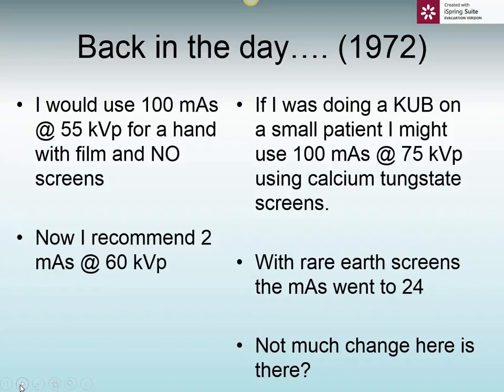Okay. On the other hand, if we go over to looking at a KUB, I don't know that things have changed terribly much from what they were with the advent of rare earth screens. 24 mAs at 75 kVp is about average for a small to medium-sized patient. So on the screen side, things haven't changed all that much. Certainly since rare earth screens, things have changed a great deal if you're talking about extremities.